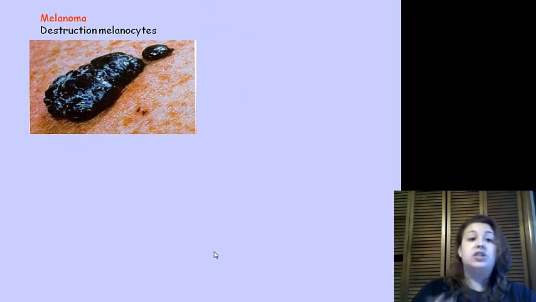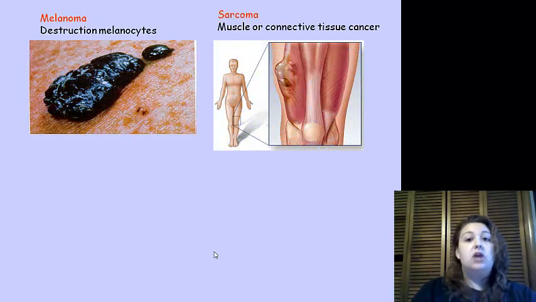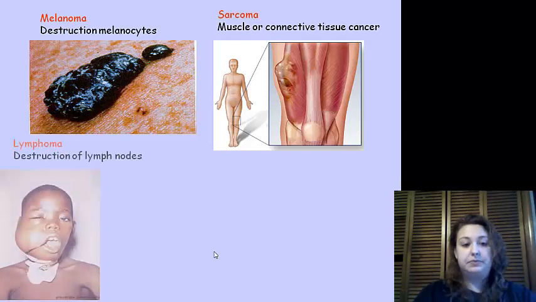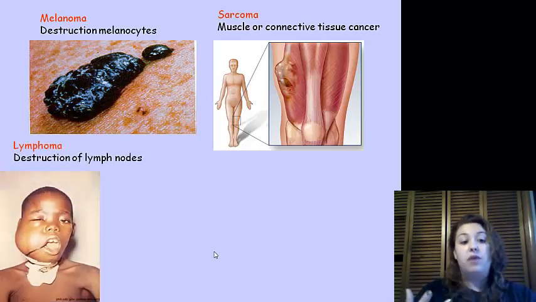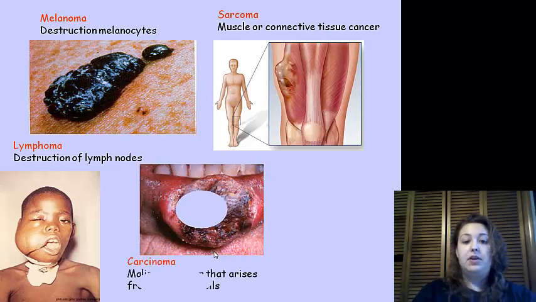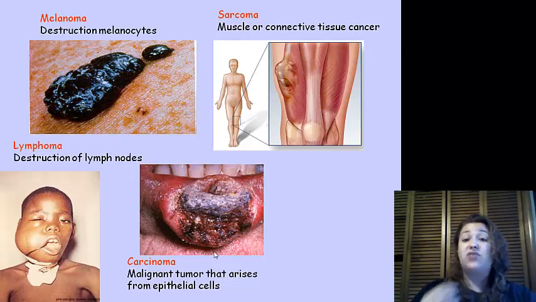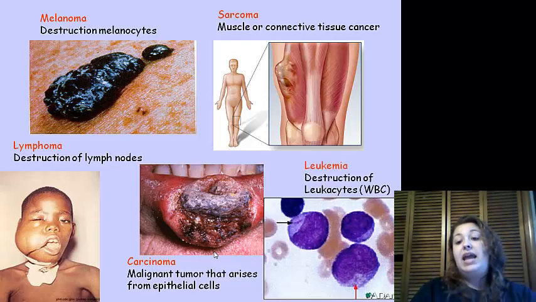Melanoma, which is the destruction of the melanocytes in the skin. Sarcoma, which is muscle or connective tissue cancer. We have lymphoma, which is destruction of the lymph nodes. We have carcinoma, which is a malignant tumor that arises from epithelial cells or our skin cells or surface cells. And then we have leukemia, which is destruction of the leukocytes or the white blood cells.